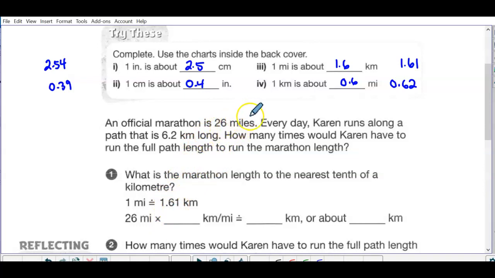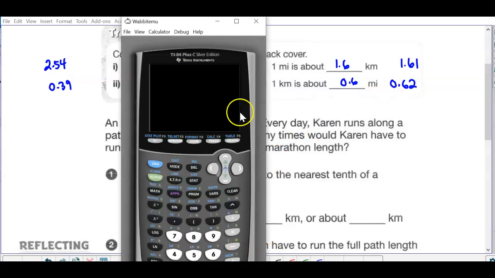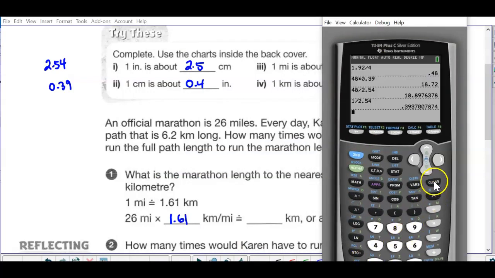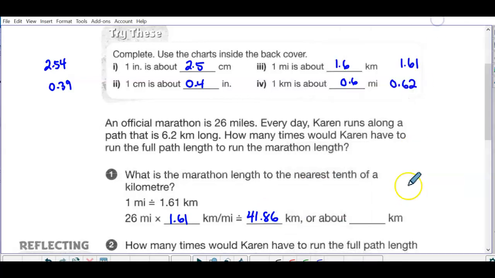So we already have that up here. 1 mile is 1.61 kilometers. It's given to us here. So we're going to multiply. Let's use my calculator here. Okay, so 26 times 1.61 is 41.86 kilometers, which rounds to 42, which is kind of what I thought.